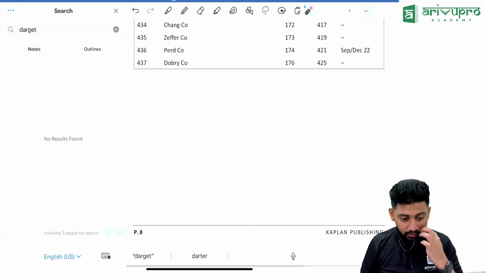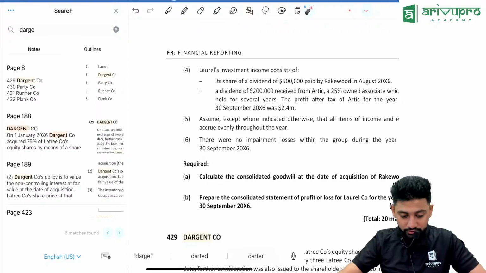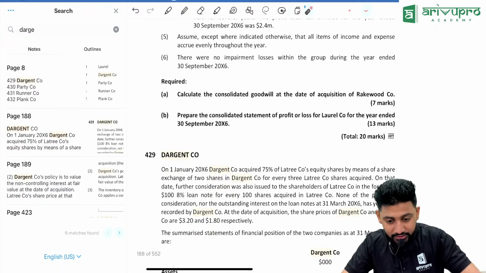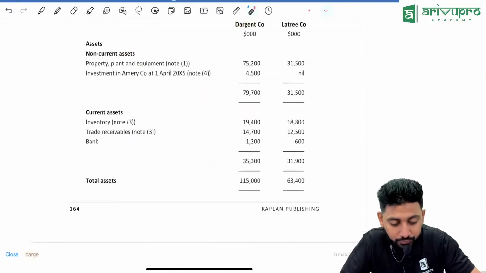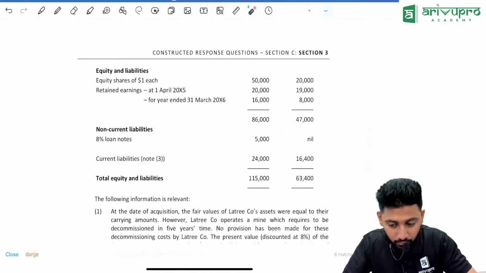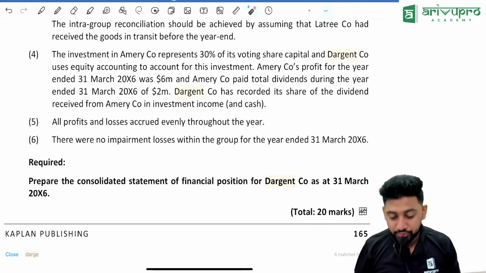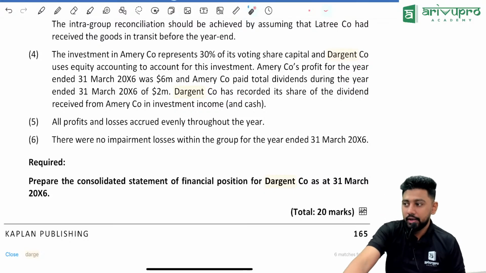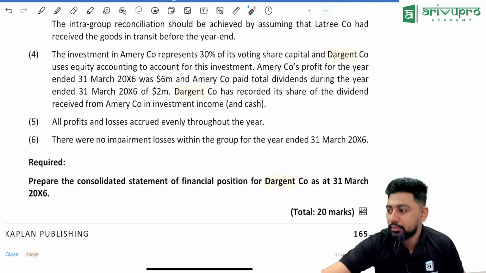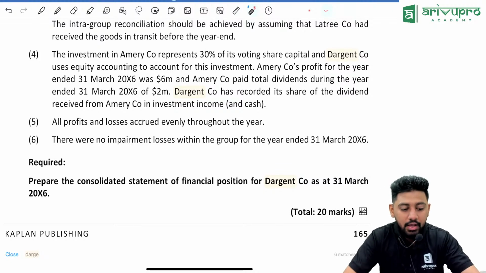As always, I'm going to give you some steps, like we always look into how to do questions like this in terms of consolidation, and we are going to start following the steps as always. Okay, let's go to the requirement. The requirement says: prepare the consolidated statement of financial position for Dargent Co as at 31st March 2016. So the requirement is straightforward.